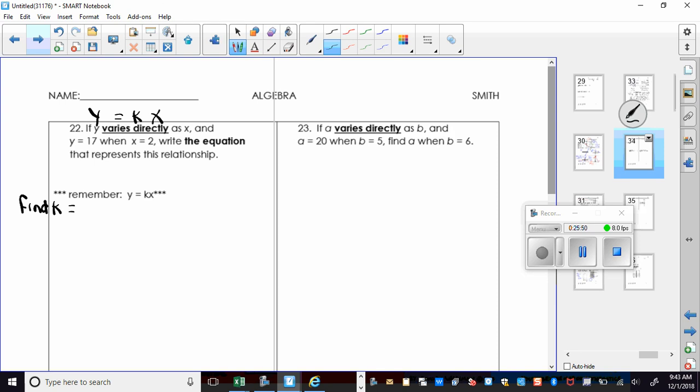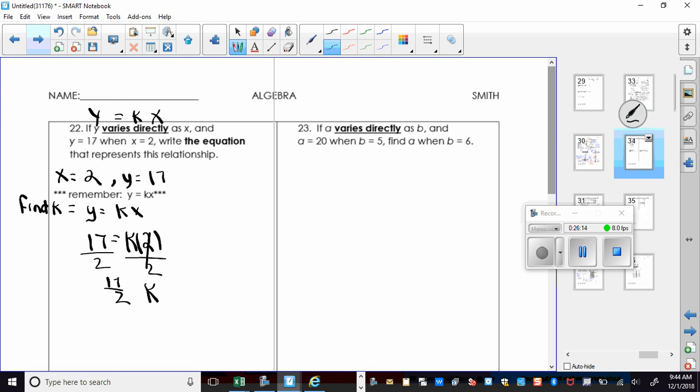So finding k, we know that y equals k times x. We know our coordinates are x equals 2 and y equals 17. So we have 17 equals k times 2. Divide 2 on both sides, and we found k. K equals 17 over 2. Now I can write my equation, which is y equals 17 over 2 times x.